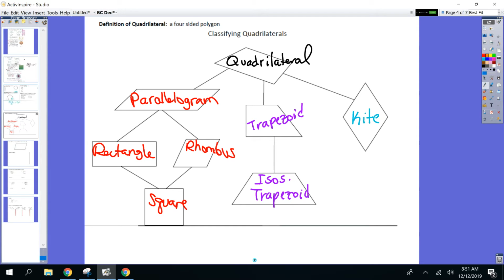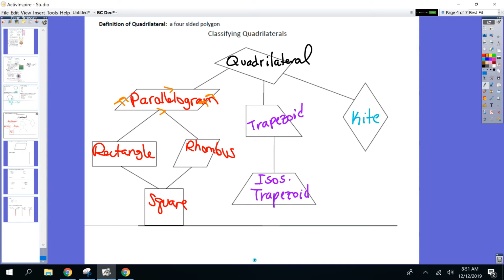Now, why do we have them broken up into 3 different groups? Here is why. Everybody in the parallelogram family has both pairs of opposite sides parallel. Everyone remember these symbols? Both pairs are parallel. So all these figures in the parallelogram family have opposite sides that are parallel.